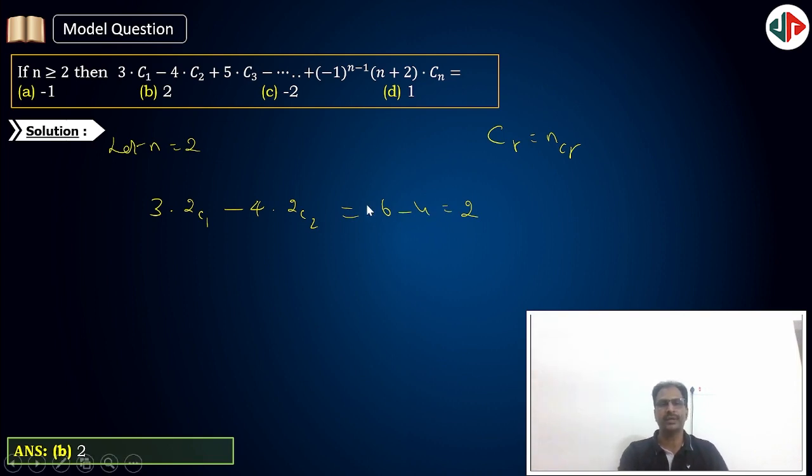So you can take any value of n. The final answer will be the same. Any value of n greater than or equal to 2.